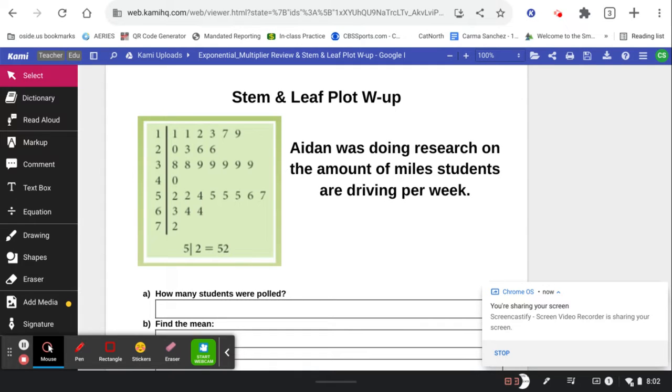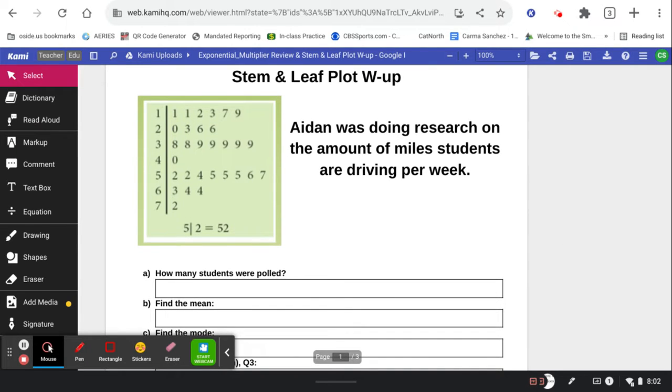All right, using this new representation, this is called a stem and leaf plot. This is just a way of shortening how we write out the data. We start by saying how many students were polled if we were talking about doing research on the amount of miles that students are driving each week.